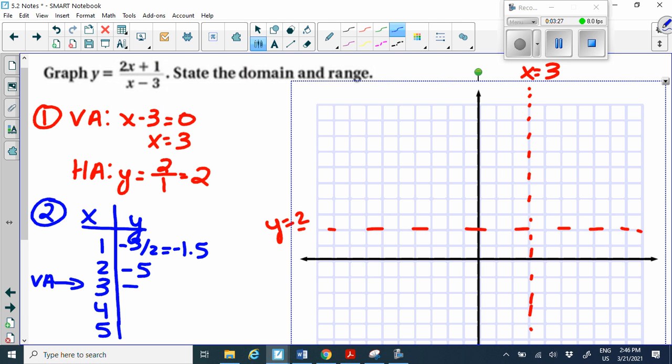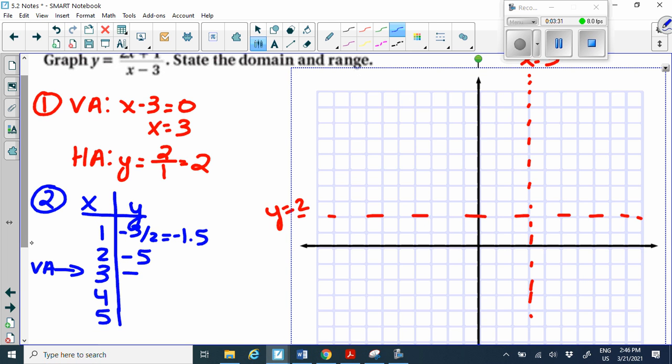Now we do that with our 4. So I get 8 plus 1 is 9, and then 4 minus 3 gives us 1. So we get 9 over 1, which is 9. And then plugging 5 into there, we get 10 plus 1, that's 11. 11 over 2.